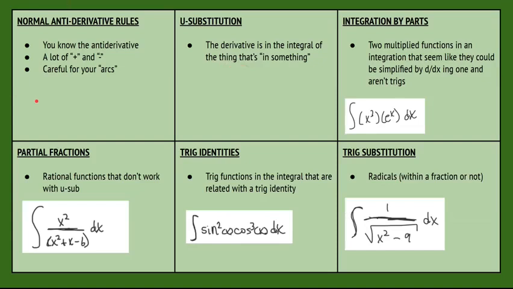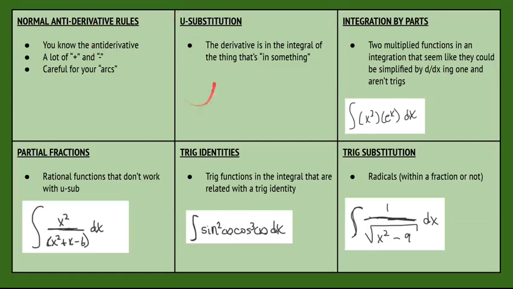Be careful for your arcs. What I mean by that is sometimes it's not easy to catch that something, you might have to rearrange stuff or factor stuff out or distribute stuff to make it look like something that you know. So if something looks very close to 1 over 1 plus x squared, try to see if you can make it look like that so you can do the arctangent.